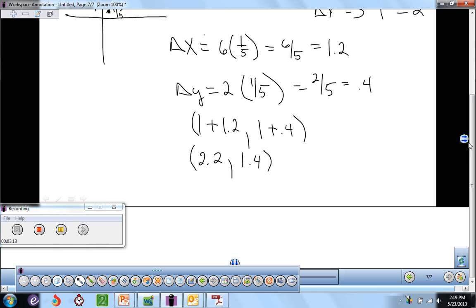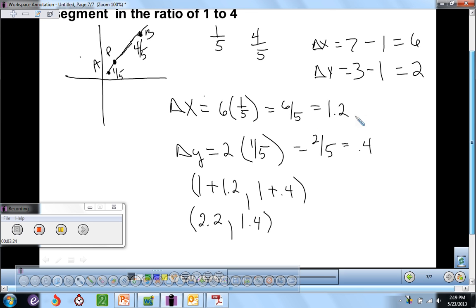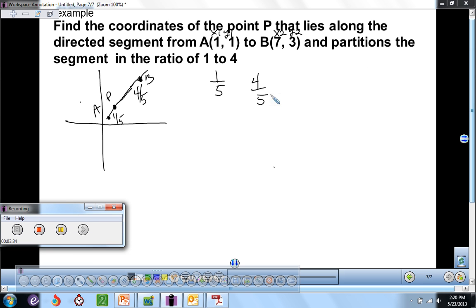Now again, I'm going to go ahead and do the other one. On the problems you do, you only have to go through one way, but just to show you that it doesn't matter which point we start with, as long as we switch the fraction of the line that we're looking at. That is what would matter. Now this time we know that it's 4/5. The point P to B is 4/5 of the line segment.